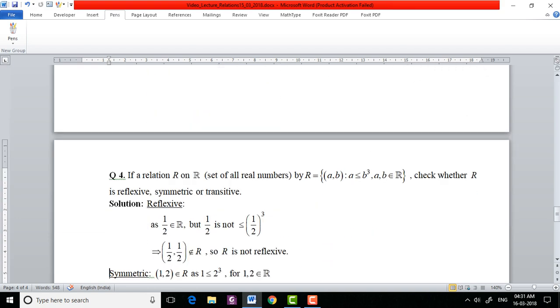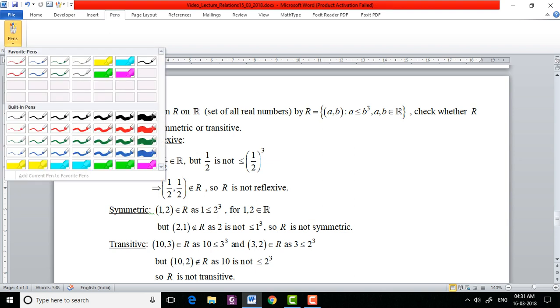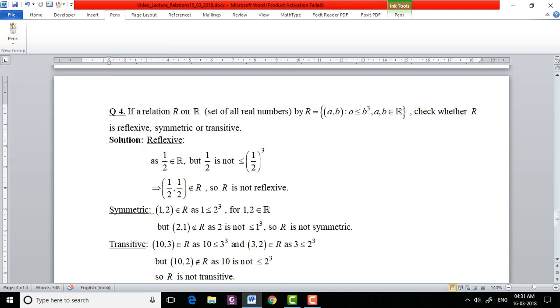Let us move on to the next question. This is again an important and a potential question for your board exam. Now a relation R is defined on the set of real numbers, where R represents the set of real numbers, by (a, b) such that a is less than or equal to b cube for every a and b belonging to the set of real numbers. Now we need to check whether R is reflexive, symmetric or transitive.